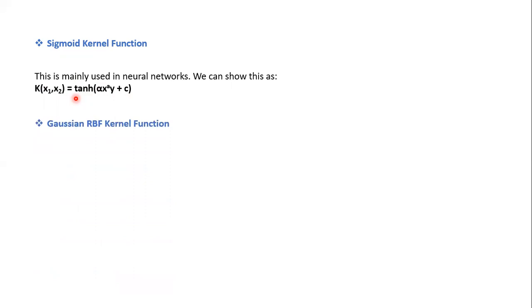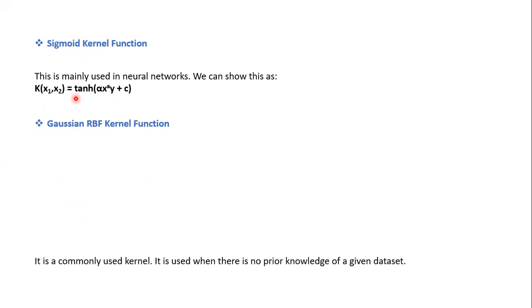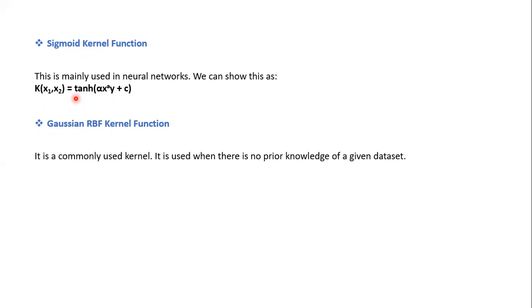And moving on to the RBF Gaussian kernel function. As I said, this is also a most commonly used kernel. It is used when there is no prior knowledge of the given data set. So whenever there is a data set and we do not know what is in it completely, in such scenarios also we can use this RBF kernel function. And this is the function: K of x1, x2 is equal to exponential of minus gamma times the norm of x1 minus x2, whole squared.